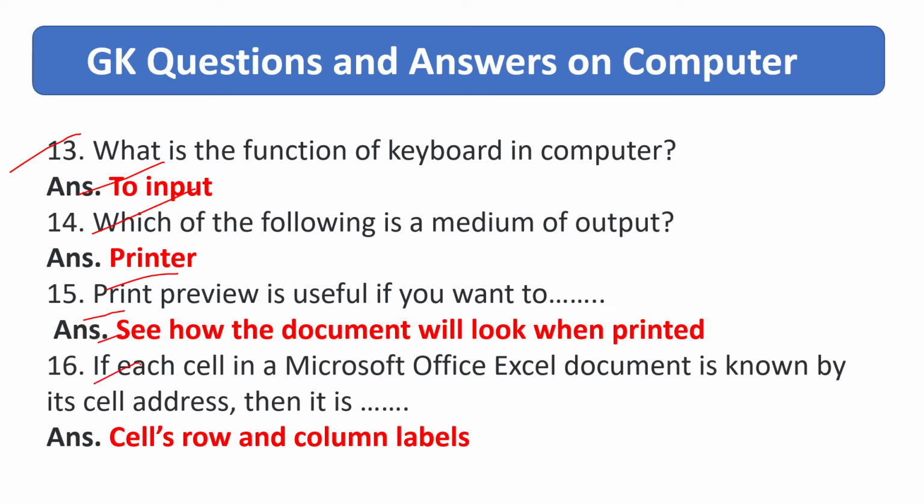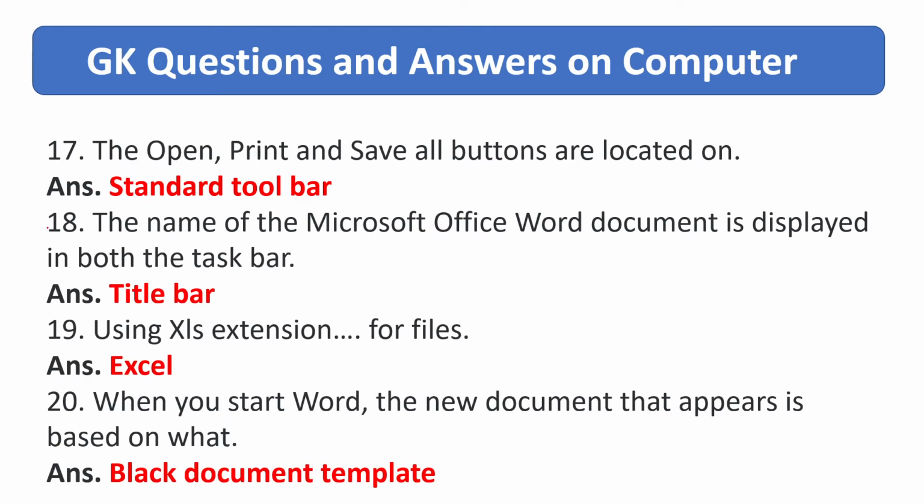A cell in a Microsoft Excel document is known by its cell address, so the answer is cell's row and column label. The open, print and save buttons are all located on? Answer is standard toolbar. The name of the Microsoft Office Word document is displayed in both the taskbar and the? Answer is title bar. Excel's extension for file? Answer is Excel. When you start Word, the new document that appears is based on what? Answer is blank document template.